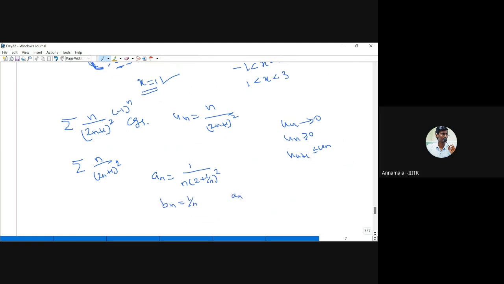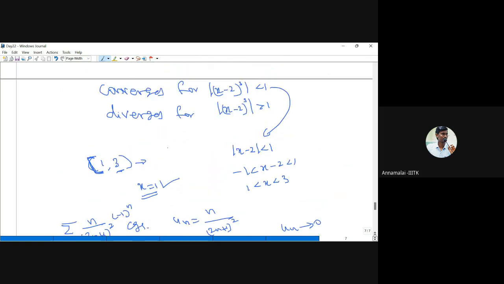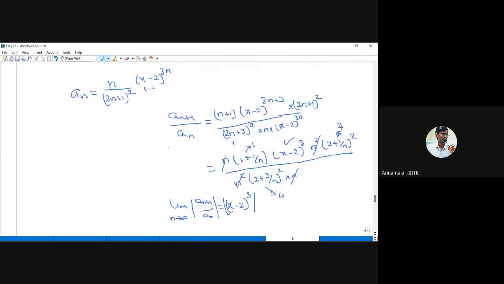Now what is a_n by b_n? This n cancels, we get 1 by (2 + 1/n) whole square. The limit converges to 1 by 4, a non-zero number. Therefore, both a_n and b_n have the same behavior. Since b_n diverges, therefore a_n diverges. Therefore, at the point x equal to 3, this diverges. Therefore, it converges only on the interval closed 1, open 3.